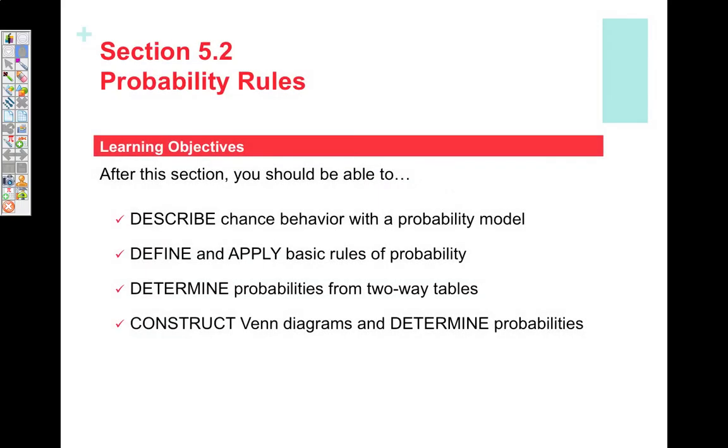Alright, so let's get into the rules of probability, section 5.2 from the textbook that we are using. We are going to split this into two separate videos, first of which we are going to be describing chance behavior with a probability model and defining and applying some basic rules, and then we'll look at two-way tables and Venn diagrams and how we can use them to determine some probabilities.